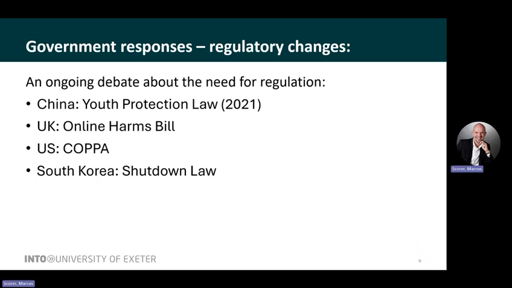Another example is the United States COPPA, or Children's Online Privacy Protection Act, that prohibits the collection of personal information from children under 13 without parental consent. Proposed updates include extending protection to teenagers up to 16 years old.